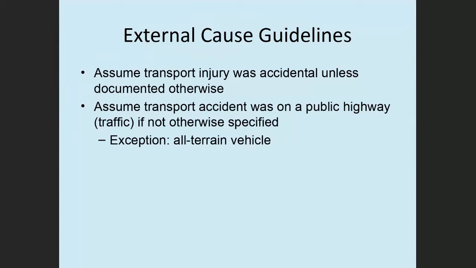Guidelines for transport accidents are in your ICD-10 book at the beginning of Chapter 20. The guidelines for these codes state that you should assume a transport accident was indeed an accident unless it's specifically stated otherwise. If an accident was documented as an assault or suicide attempt, use different codes to indicate this. You also assume an accident was on a public highway, meaning in traffic, if not otherwise specified, except if it's an all-terrain vehicle.